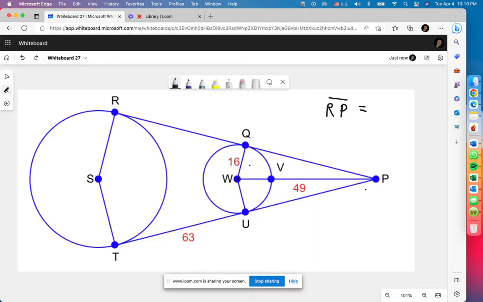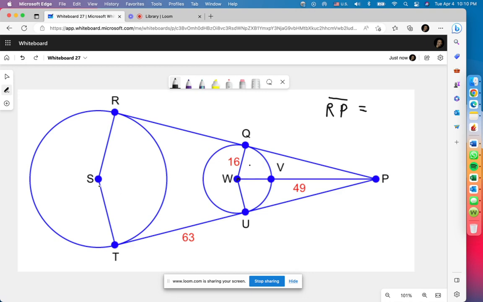All right, guys, here is an example problem. Thought I'd start with one that was pretty intense. This is one from your assignment, similar. I'm looking for segment RP, and they told me that line RP is tangent to both circle S and circle W. And they also told me that line TP is tangent to W and S as well.